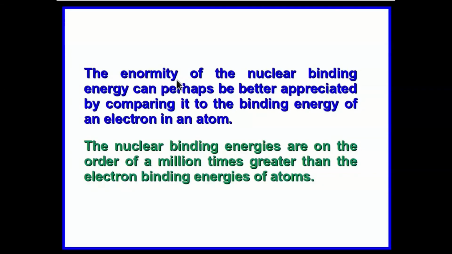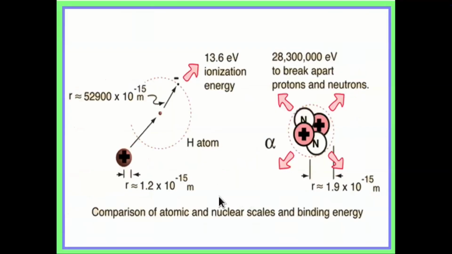The enormity of the nuclear binding energy can perhaps be better appreciated by comparing it to the binding energy of an electron in an atom. So I have compared the binding energies of a hydrogen atom with that of an alpha particle. On the atomic side we have 13.6 eV as the binding energy of the ground state of the hydrogen atom, whereas for the alpha particle the binding energy is about 28.3 MeV. So there is a million times difference between the magnitudes of the two types of energy. So you can appreciate the nuclear scale of the binding energy.